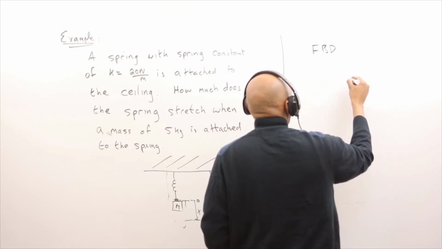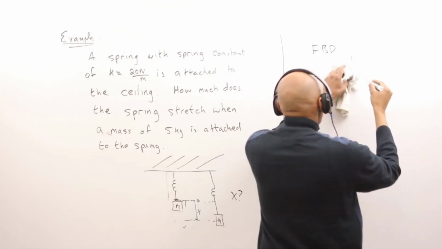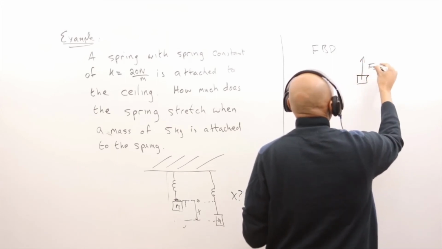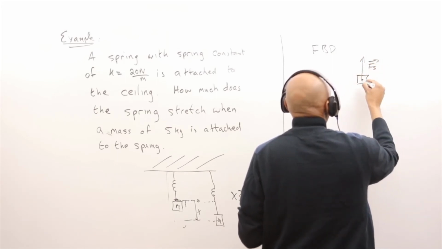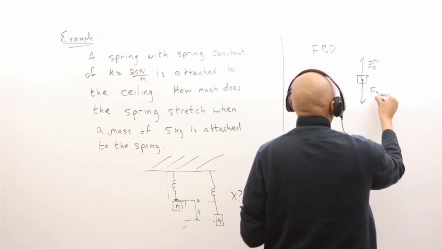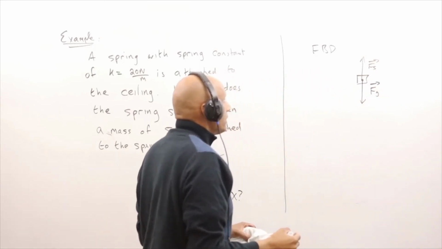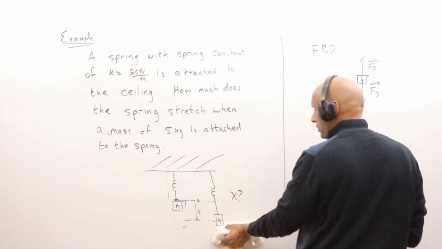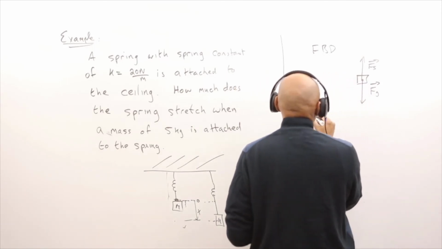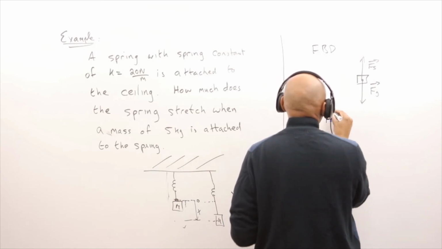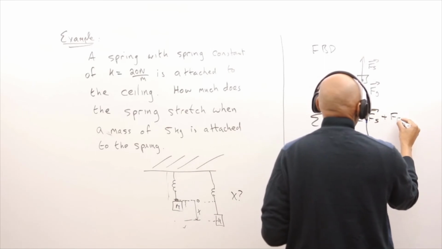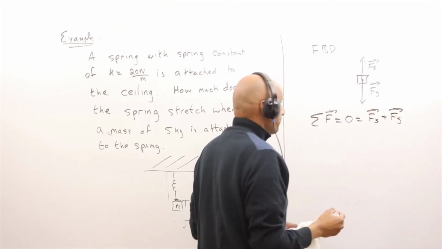So if I look at the mass, there is a force by the spring. I'll label it as Fs. And then there's a force of gravity acting down. The sum of all forces at equilibrium after the stretch would be 0. So we're expecting sigma F is equal to 0, which is the force of the spring plus the force of gravity pulling down.